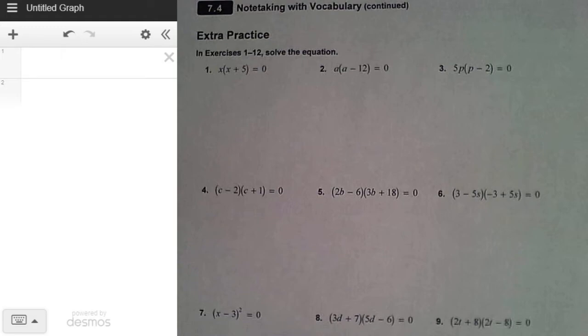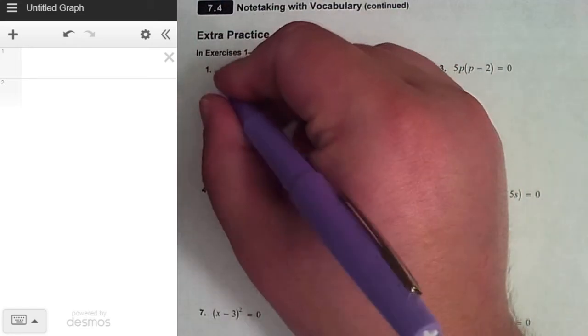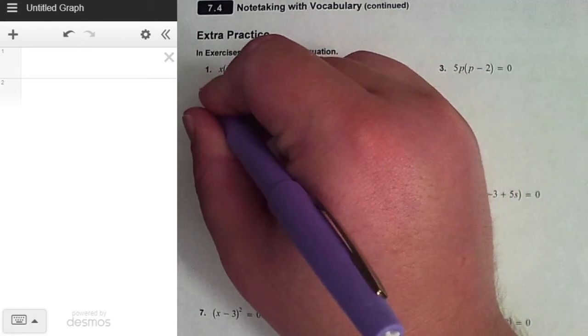In our number 1, we have x times quantity x plus 5 is equal to 0. For us to solve this, we have to think about when can either of those factors equal 0? Based on the zero product property on the previous page, we know that one factor could equal 0 or the other. So for possible solutions, we set each of those factors equal to 0.